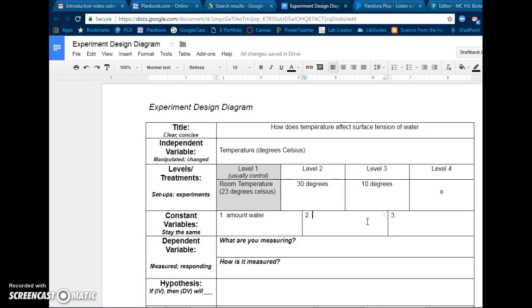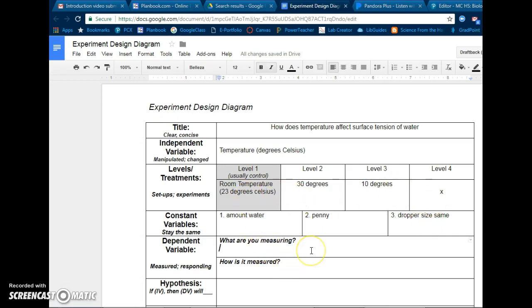Okay, so let's do the penny one. So I'm going to keep the penny and dropper size the same. Okay, and maybe, well, that's actually 2, so I'll put dropper size over here. All right, so those are what's called my constants. These are the things that I want to make sure to keep the same, because they could affect surface tension, but I only want to measure temperature.